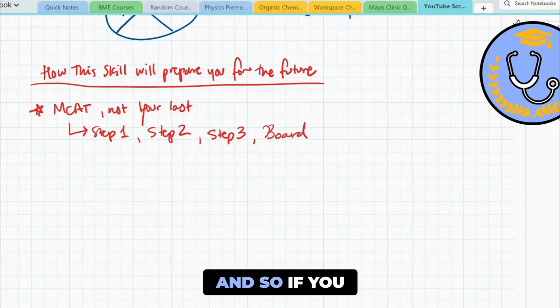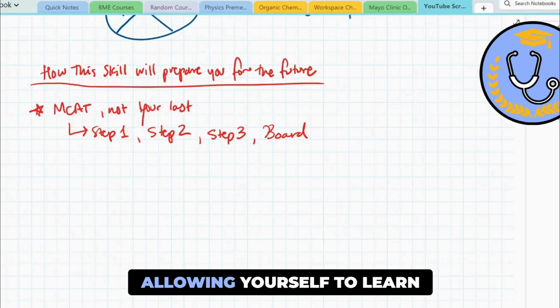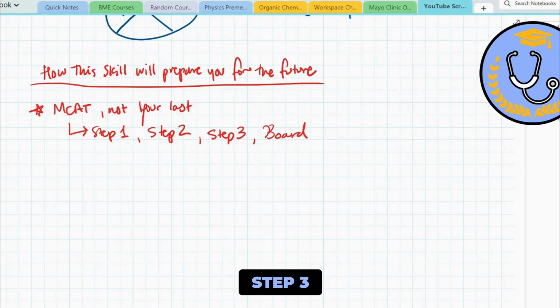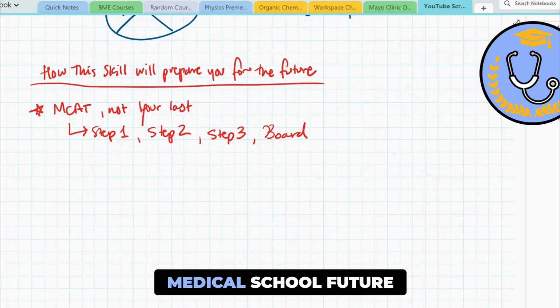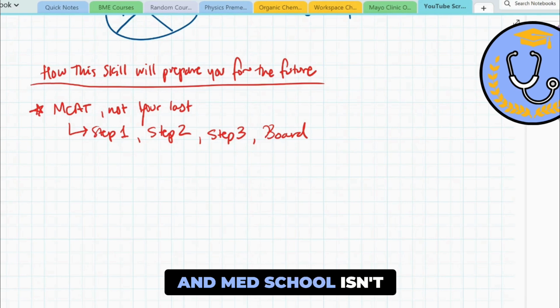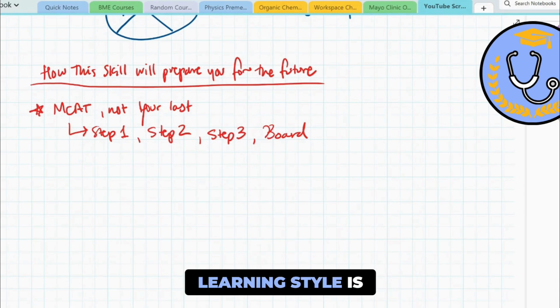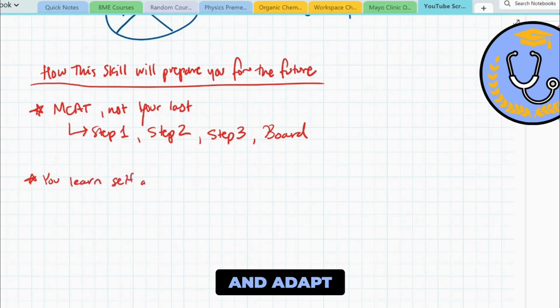And so if you don't take the time to figure out now how to build a study system for the MCAT, then you are just doing yourself a disservice because you're not allowing yourself to learn these skills to then allow you to prepare for Step 1, Step 2, Step 3. This is really going to mirror the skills and the systems that you need to build for your medical school future. And med school isn't going to be about being told what to do. It's about knowing how to really self-study sufficiently and how to figure out what your best learning style is. And that's why through this process, you are going to learn how to self-assess and adapt.